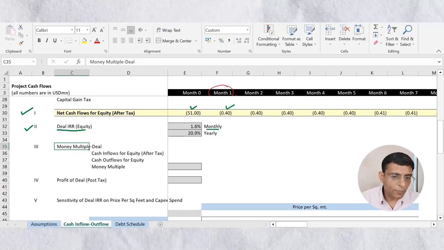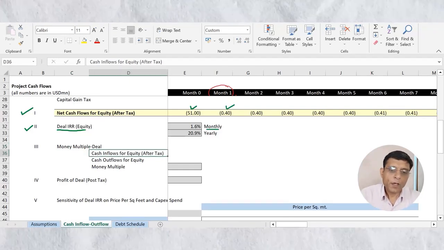Money multiple. So as we discussed, what is money multiple? Money multiple is total cash inflows from the project divided by cash outflows to the project. So we need to first calculate the total cash inflows we are getting from the project, and then the cash outflows we are incurring in the project, and I'll simply calculate the ratio. This money multiple tells me how much we are able to recover from the project. Say if I'm putting in just $1 and the project is returning me $1.5, the money multiple is 1.5 divided by 1. So let's calculate the money multiple of this deal.